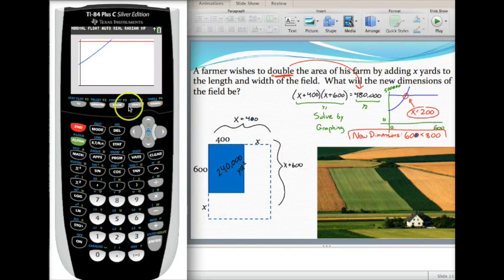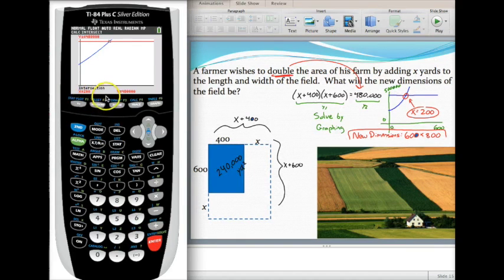So hit second and trace, if you forgot where to find intersection. Option 5 is what I want. It's going to ask you 3 questions. You can just go ahead and, if you want to trace, although my cursor is way off the screen right now, if you want to trace and get close to that intersection point, you can. Otherwise, just hit enter 3 times for first curve, second curve, and guess, and it'll find you your intersection point.